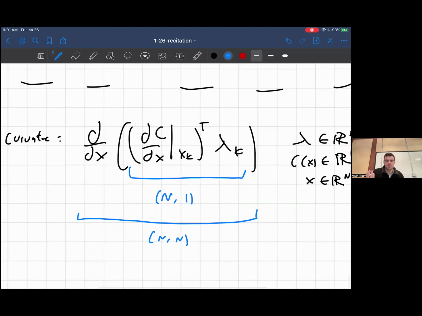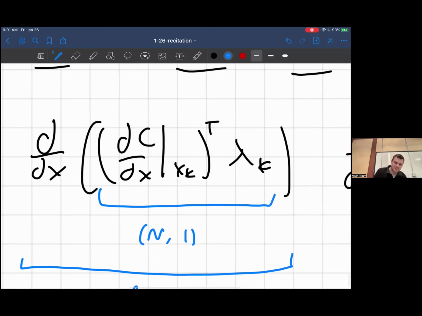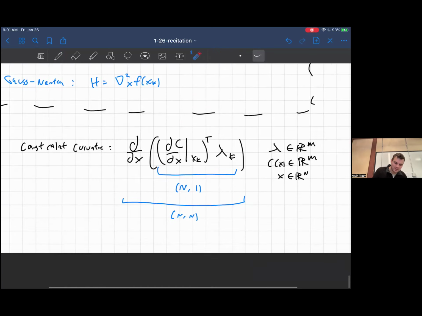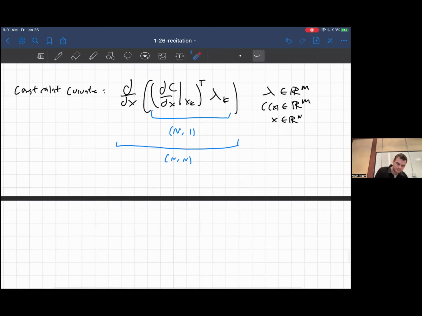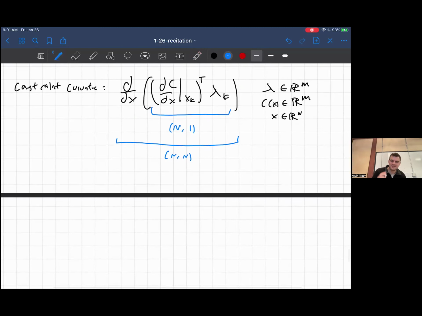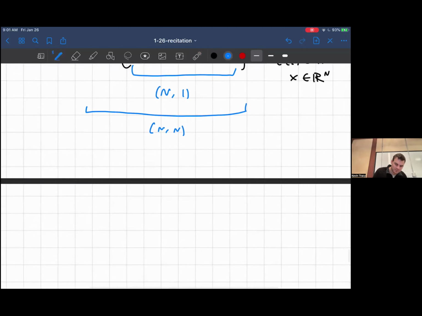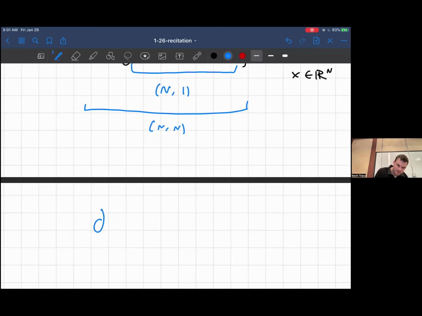And now with modern auto-diffing tools, I can just give it this function right here and just say, take the Jacobian of it, and it will do that without forming the third order tensor. But if I want to do it explicitly, I can do it in the following way. I can say, since lambda does not have a dependence on x, I can instead just write this as the following. I can say d/dx of d of c dx.